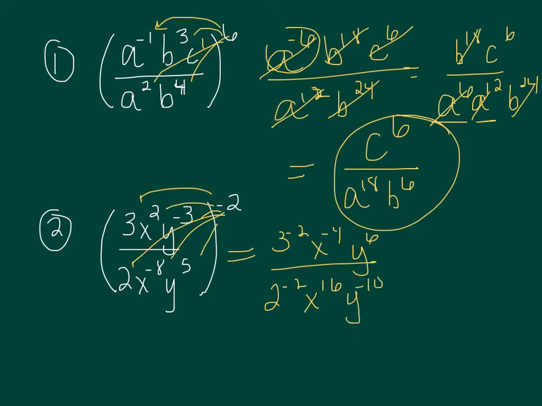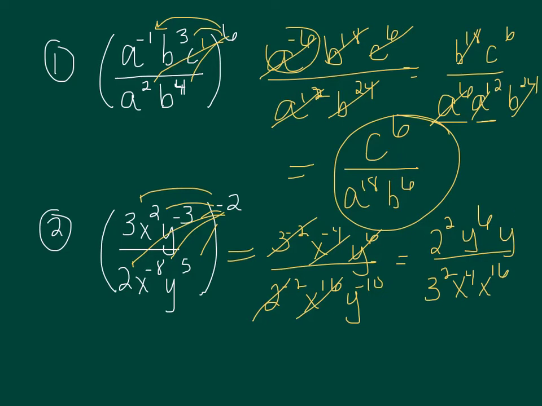Alright, let's get rid of our negative exponents. 3 to the negative 2nd is going to go down, x to the negative 4th is going to move down, y to the 6th stays, 2 to the negative 2nd gets moved up and becomes positive, x to the 16th stays, and y to the negative 10th gets moved up, becomes positive.